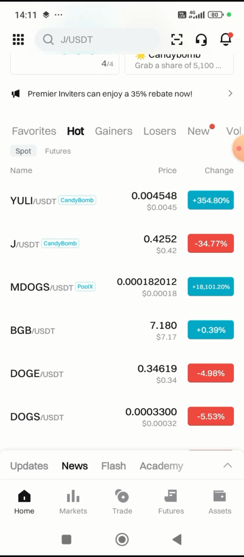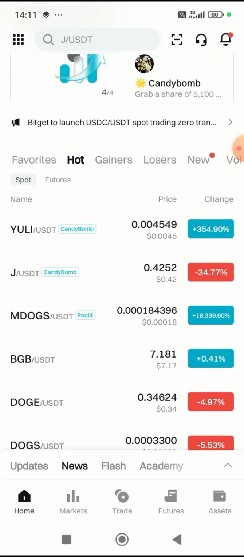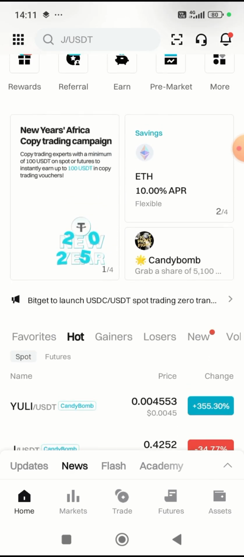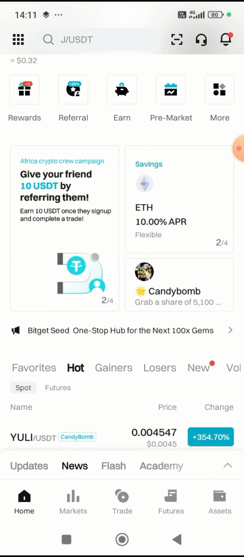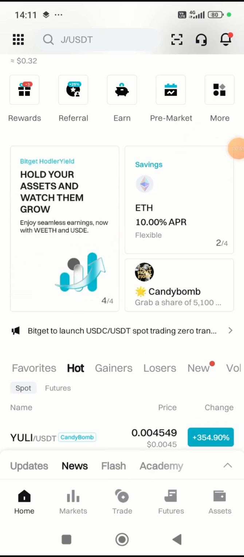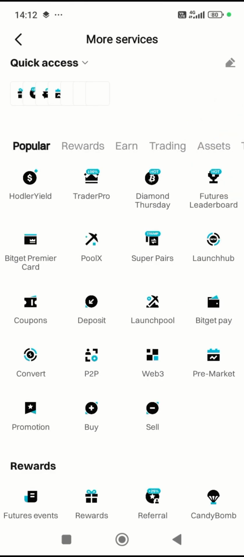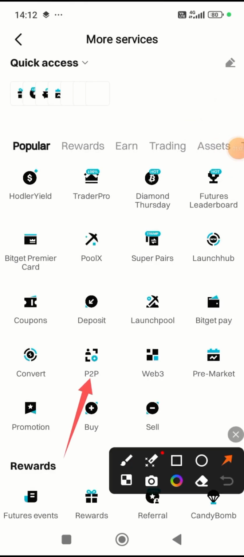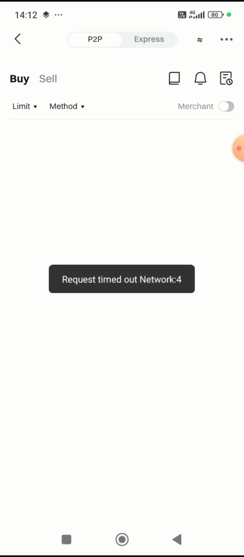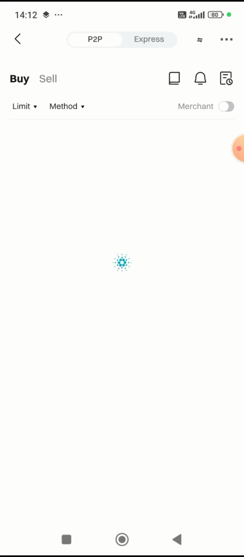If you can follow my step-by-step process, you'll be able to navigate and avoid scammers. So when you log in, mind you, you need to have the Bitget exchange app downloaded on your phone. On your home page, you have to come to this particular area. Tap on More, then come down and select P2P. You could see it there. If you haven't watched my video on how to trade P2P on Bitget, you can kindly watch it also. So you can see we have the buy and the sell button here.